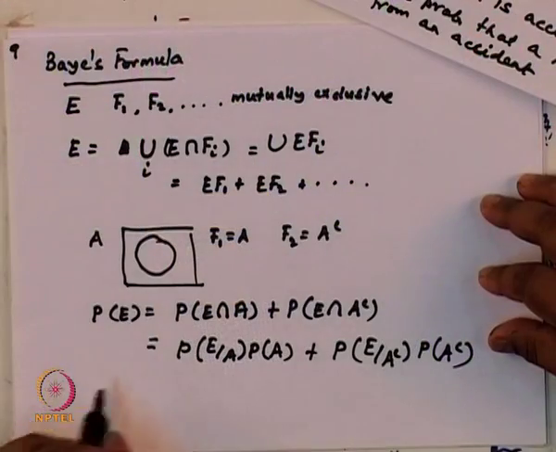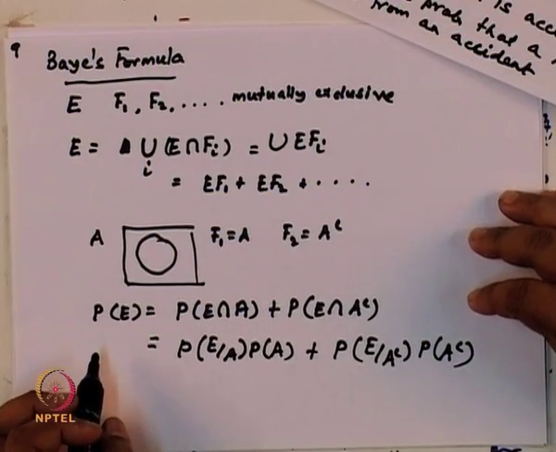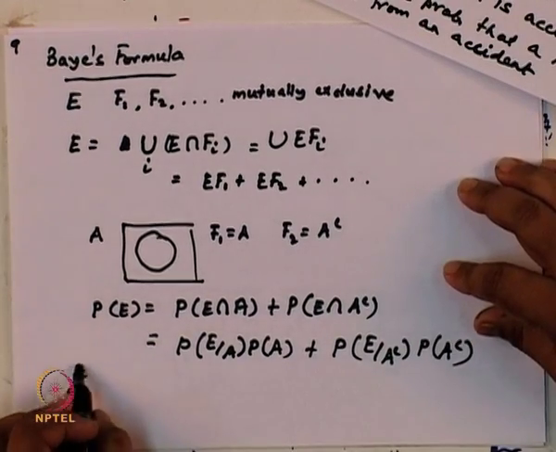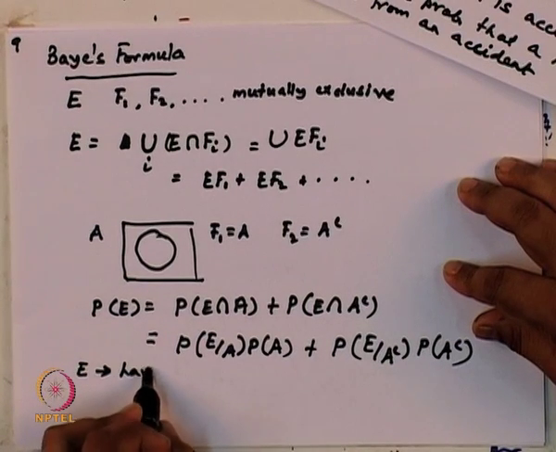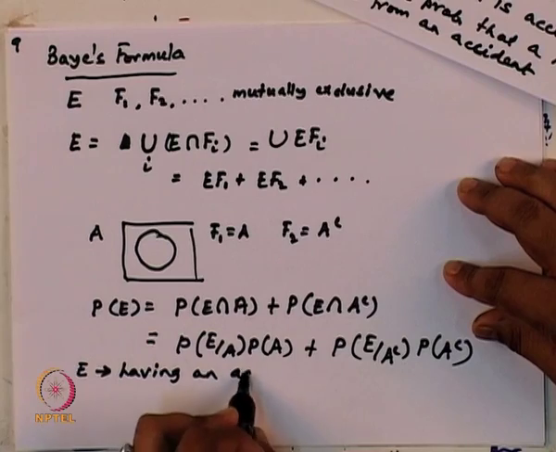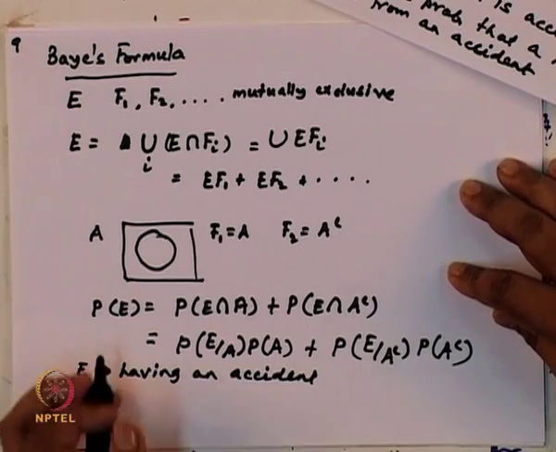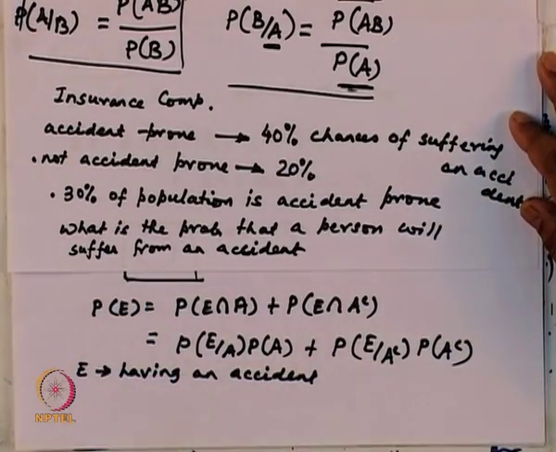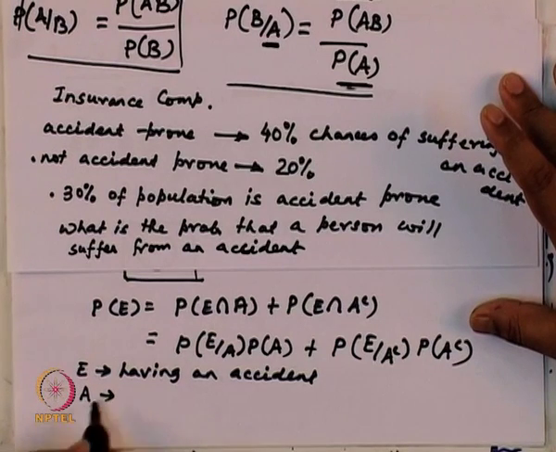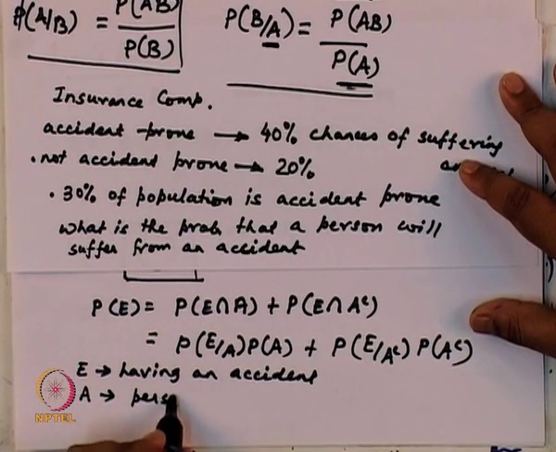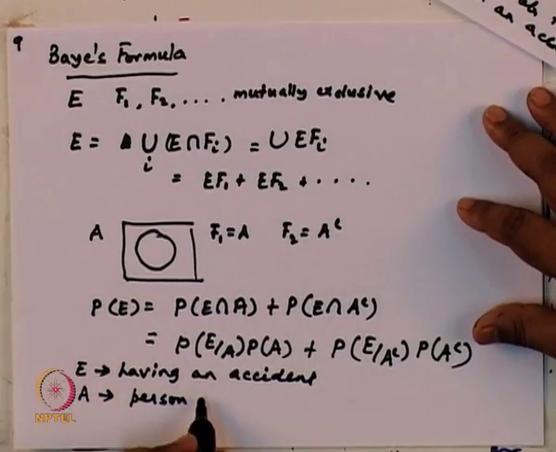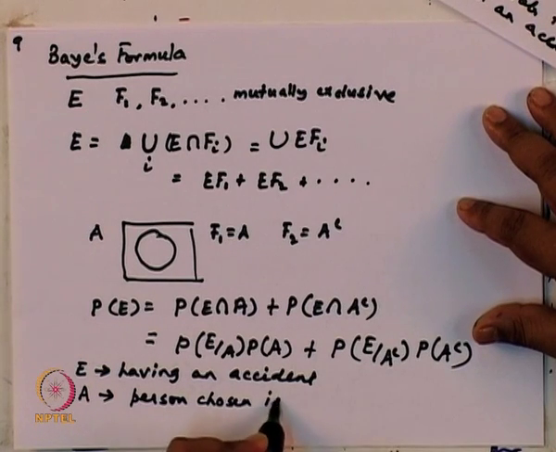So, you can break it down into conditional probabilities, and that is how you can address the earlier problem. In this case you have to define what is your event A and what is your event E. Event E corresponds to having an accident, and that is what we have been asked to compute: the probability that the person will suffer an accident. Event A is that the person chosen is accident prone.